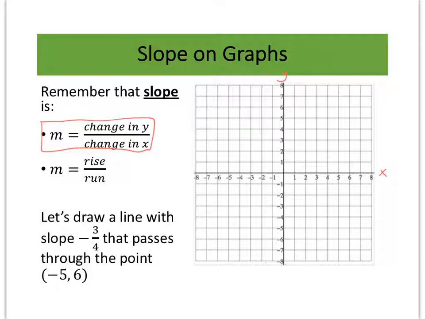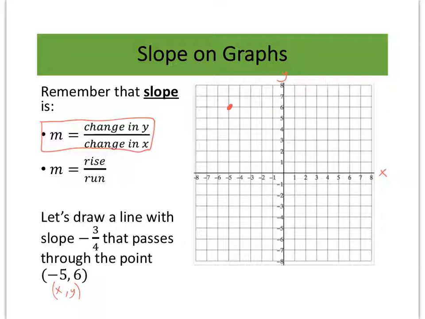So if I draw a line that has a slope of -3 over 4 that passes through the point -5, 6, I first am going to start at -5, 6. And when I start at -5, 6, remember that x, y is how my numbers in an ordered pair go. So I start negative 5 over on the x, and then 6 is my y value. So I'm going to plot a point right there. Oh, started at the wrong spot. Negative 5, 6.